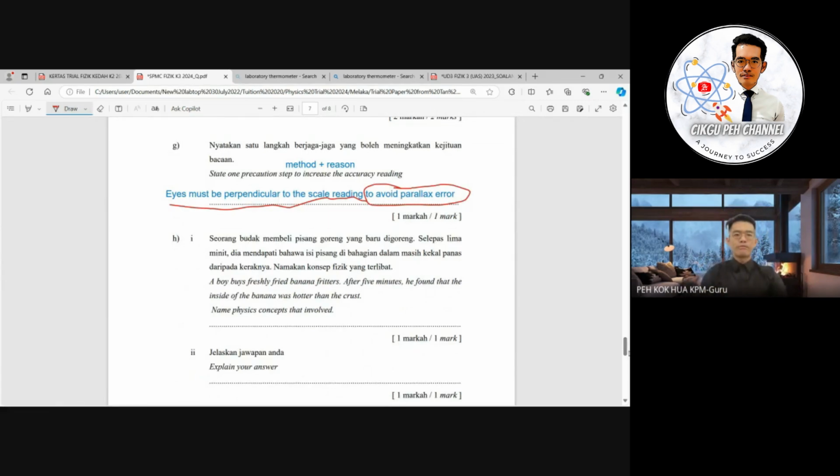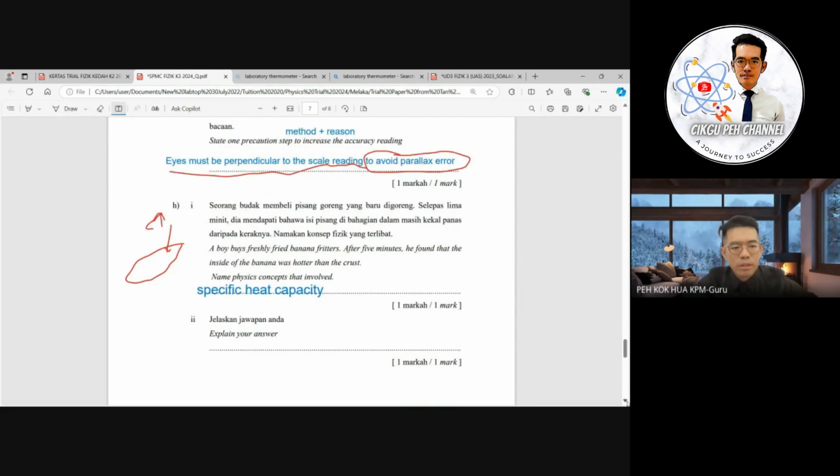Okay, then here a boy buys a factory-made banana filled pastry. After 5 minutes, he found that the inside banana was hotter than the crust. So here we're using the concept of specific heat capacity actually. Because the banana inside, the specific heat capacity is higher, so it can keep heat for a longer time. The inside is actually liquid, right? Is higher than the outer parts.